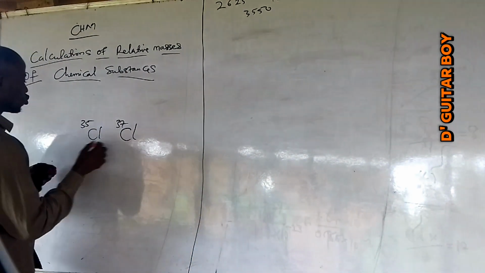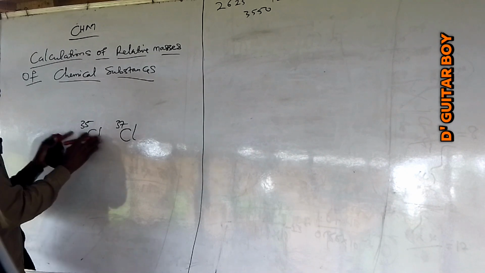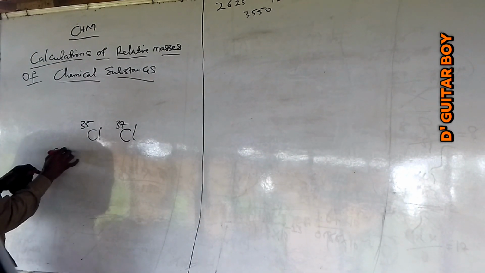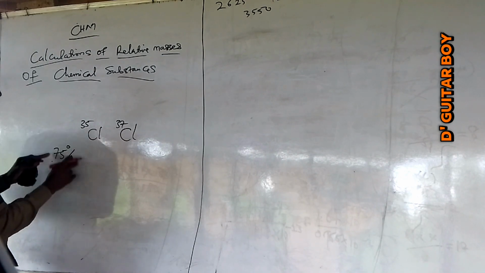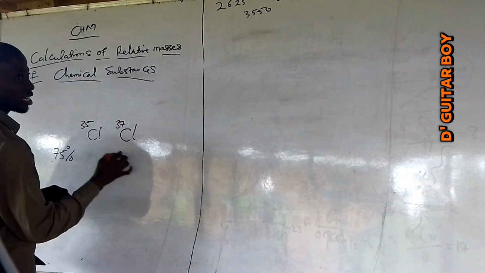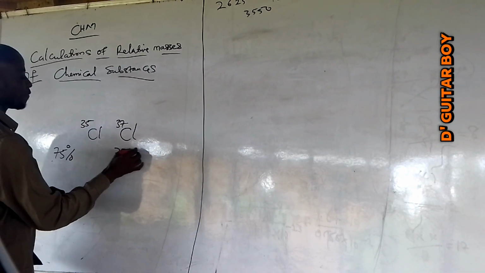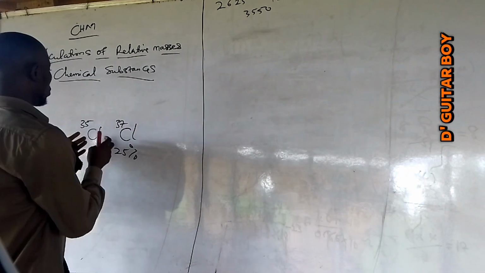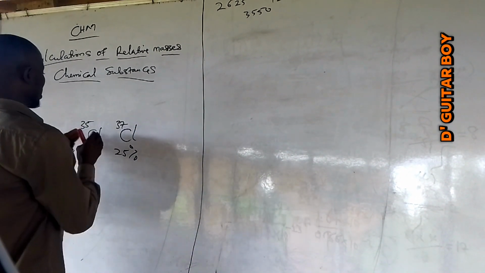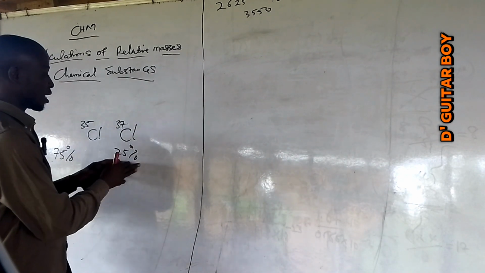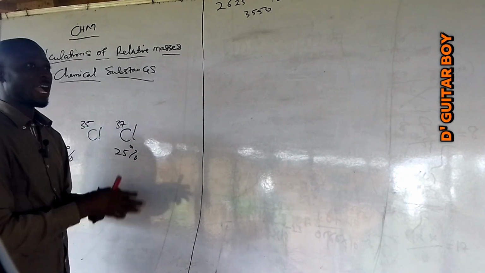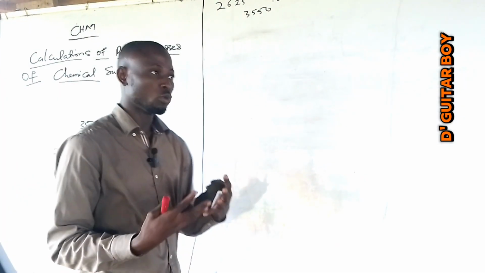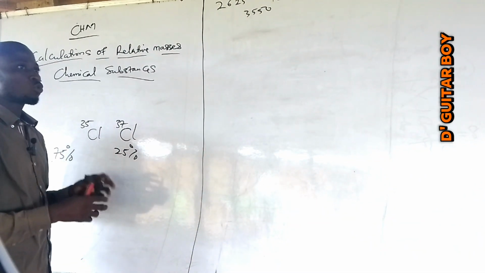Usually this one has a percentage abundance of 75%. This one is always more than this one. This one has a percentage abundance of 25%. That is what it means. So this chlorine has a percentage of 75, and this one has a percentage of 25 whenever you have chlorine with you. So that is what isotopy means.